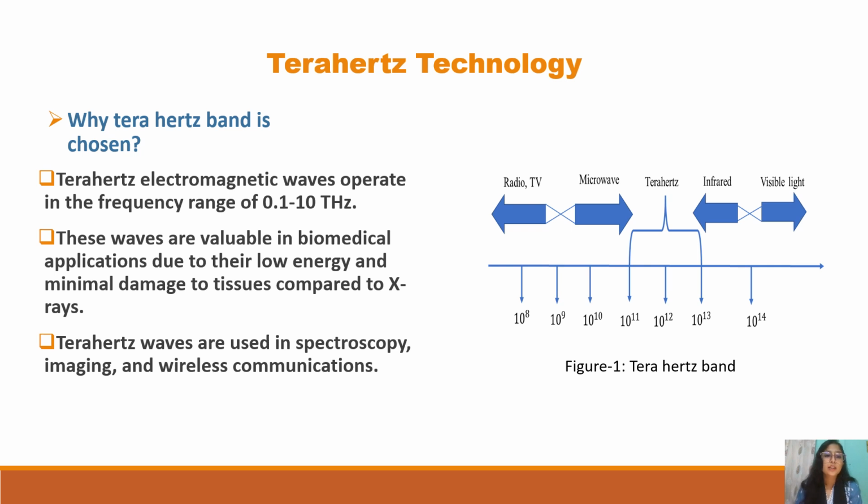And why is the terahertz band chosen? The terahertz electromagnetic waves operate in the frequency range of 0.1 to 10 terahertz, and these waves are valuable in biomedical application due to their low energy and minimal damage to tissues compared to X-rays. And terahertz waves are used in spectroscopy, imaging, and wireless communications.